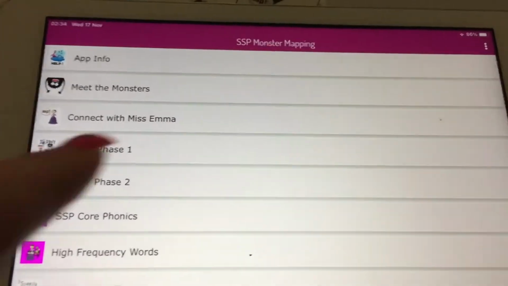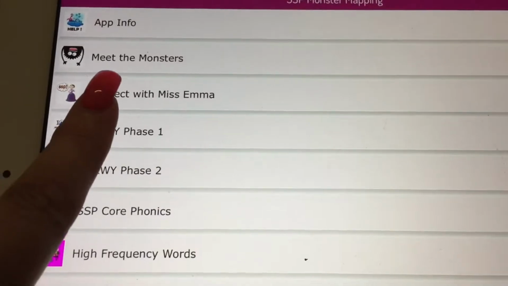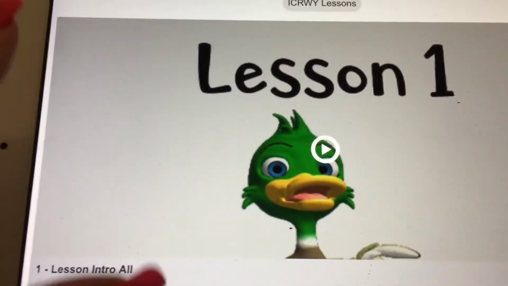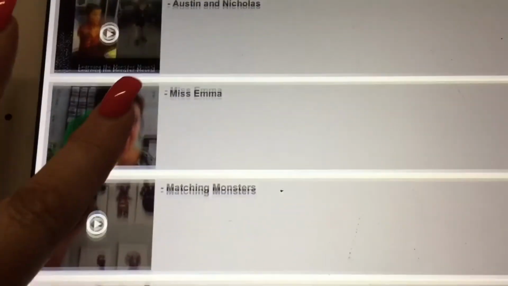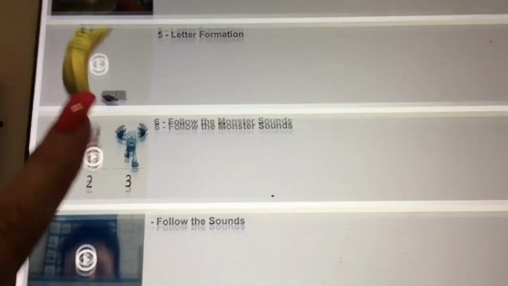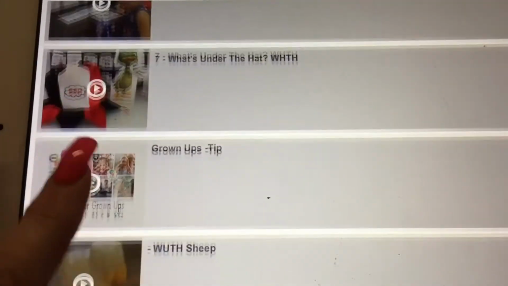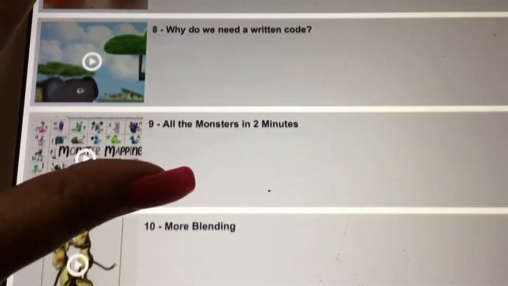Now at home they can use the SSP Monster Mapping app. They've got the 100 lessons, learn to read and spell in 100 lessons. Start off with lesson 1. The first 30 or so lessons is me and some of the I Can Read Without You kids teaching children how to listen for the sounds, how to isolate, segment and blend.